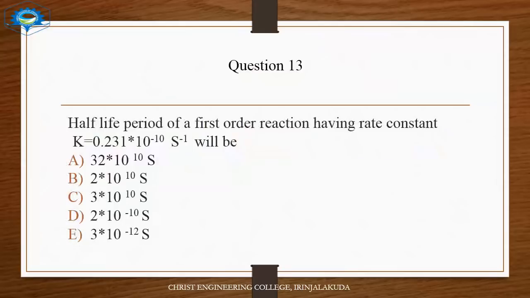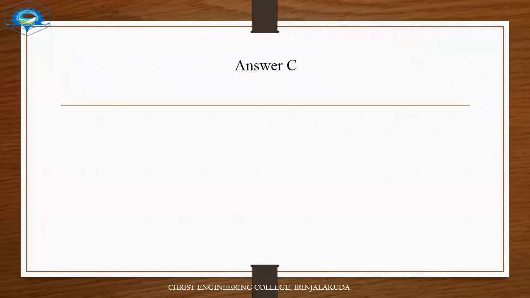Question number 13. The half-life period of a first order reaction having rate constant K equal to 0.231 into 10 raised to minus 10 second inverse will be? Rate constant is given. Option A 32 into 10 raised to 10 second. Option B 2 into 10 raised to 10 second. Option C 3 into 10 raised to 10 second. Option D 2 into 10 raised to minus 10 second. Option E 3 into 10 raised to minus 12 second. Our answer is C. How do we reach this answer?